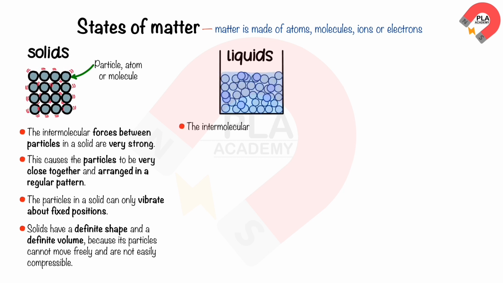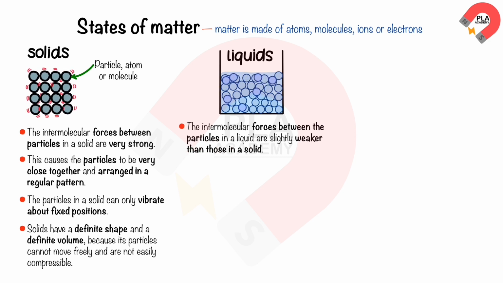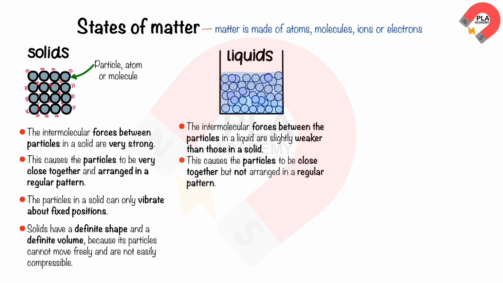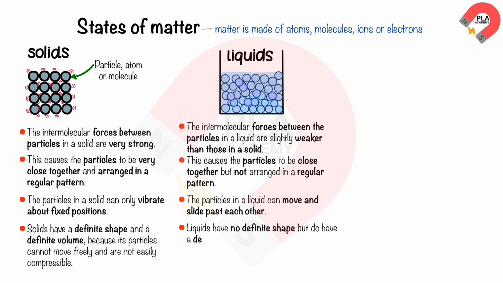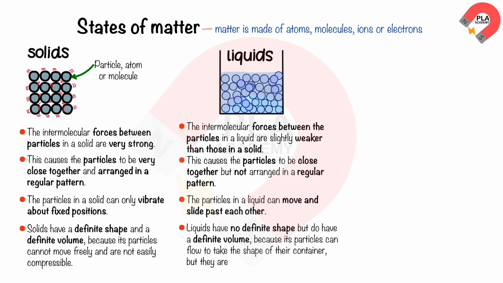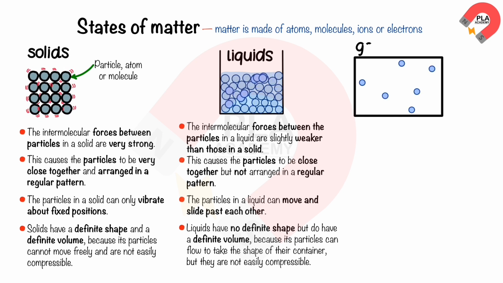Liquids. The intermolecular forces between the particles in a liquid are slightly weaker than those in a solid. This causes the particles to be close together, but not arranged in a regular pattern. The particles in a liquid can move and slide past each other. Liquids have no definite shape, but do have a definite volume, because their particles can flow to take the shape of their container, but they are not easily compressible.